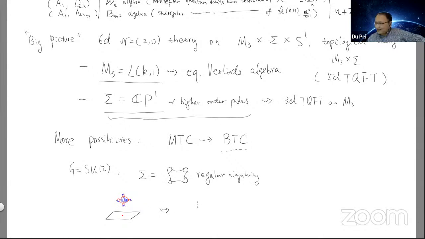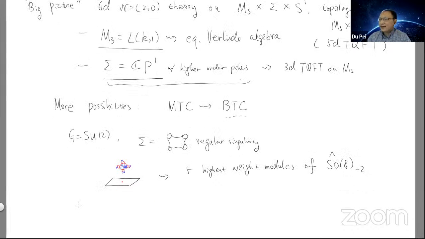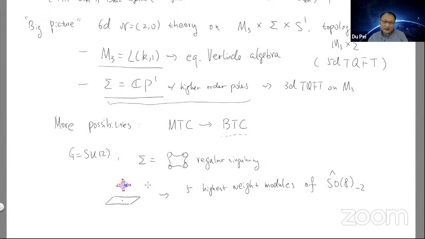And they nicely correspond to the 5 highest weight modules of SO8 at level -2 in the category O. And there are many more possibilities, both in dimension 1, hyperkähler dimension 1 or higher. And it seems that there is an interesting, rich story that can be explored. So sorry for running a little bit over time, and thank you all for attending this lecture.